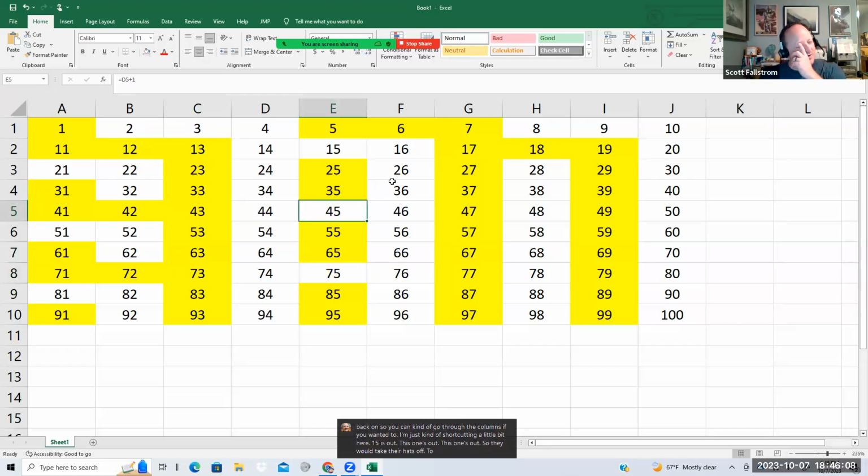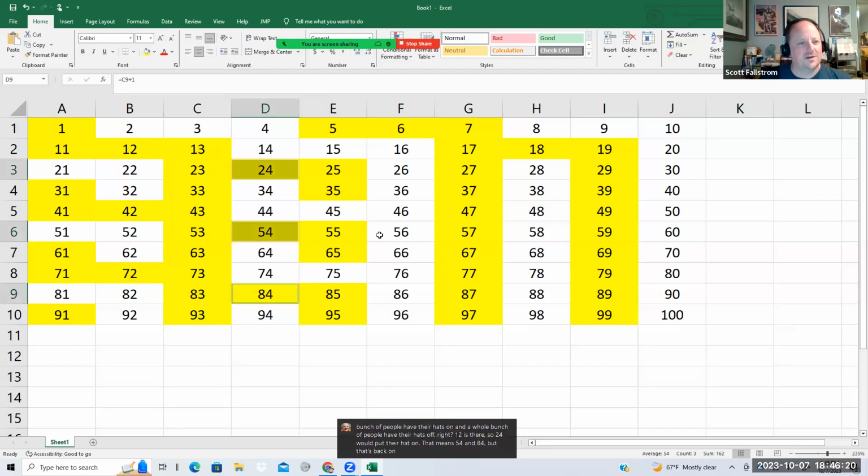So what you see is a whole bunch of people have their hats on and a whole bunch of people have their hats off, right? 12 is there, so 24 would put their hat on. That means 54 and 84 would put their hats back on. So I'm not going to do all of them, but you can kind of see what's going on there.